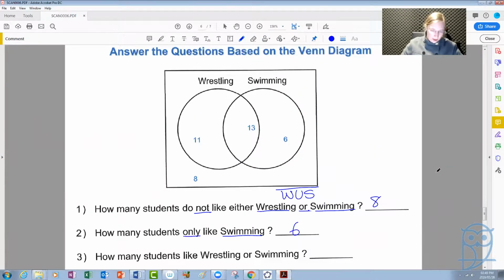Okay, how many students like wrestling or swimming? So wrestling or swimming. So we have our union there. So that is everything here as well as everything in here. So that is this whole intersection. So that is 11 plus 13 plus 6 gives us 30 students.